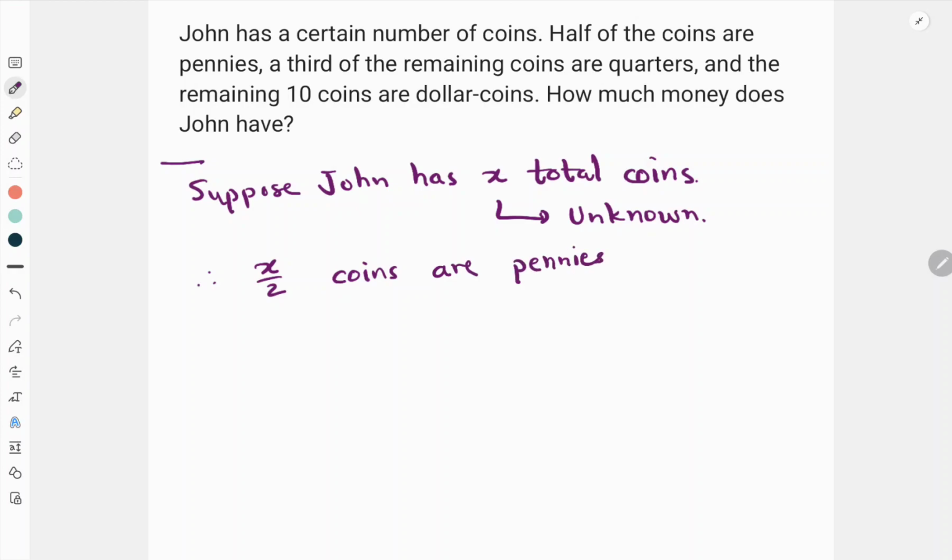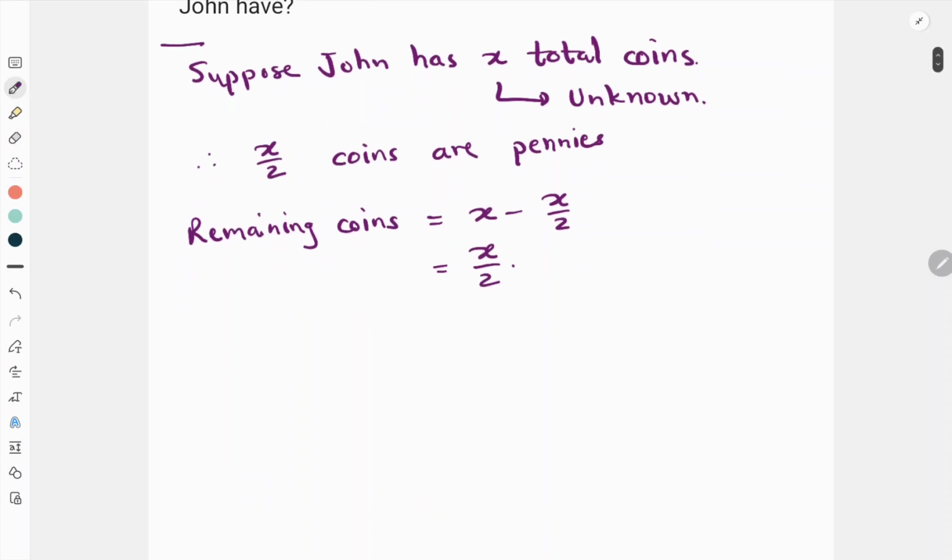What else do we know? A third of the remaining coins are quarters. So remaining coins, how many are there? X minus X divided by 2, which is again X divided by 2. A third of this, so 1/3 of means times X divided by 2, which is X divided by 6 coins are quarters.